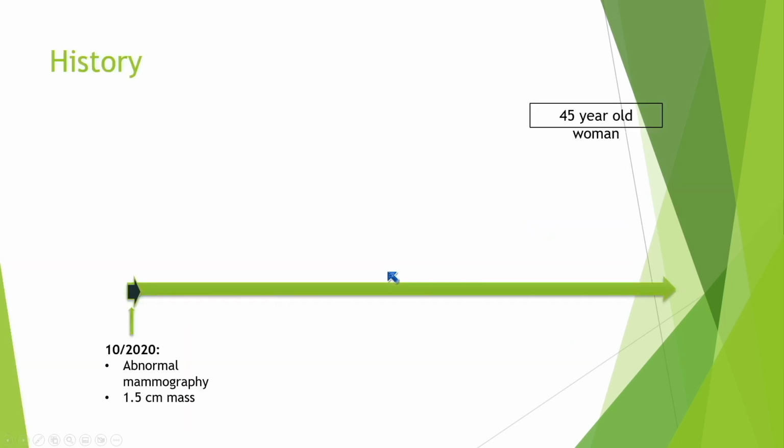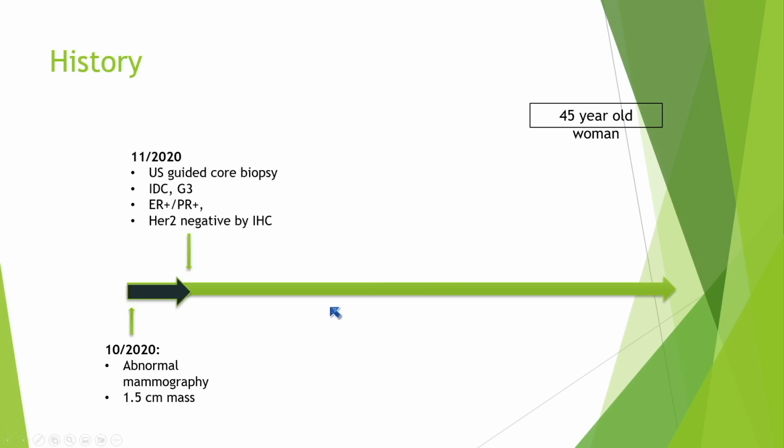So here's our case. It's a 45-year-old woman. It's October of 2020, and she has an abnormal mass, 1.5 centimeters.